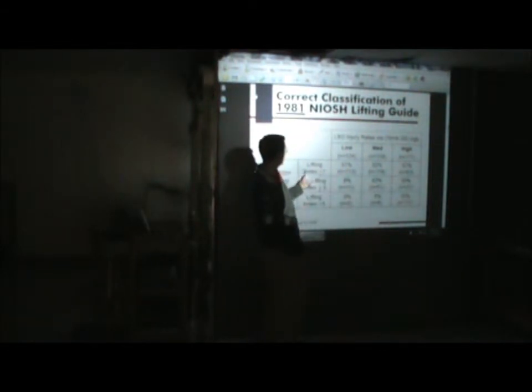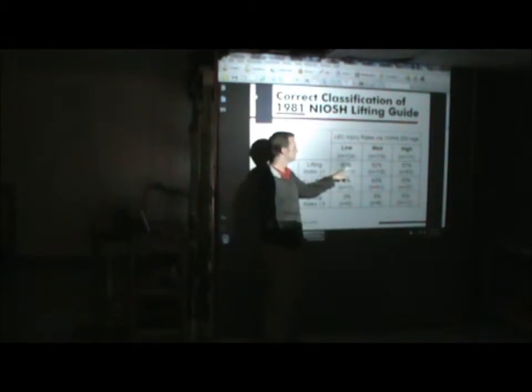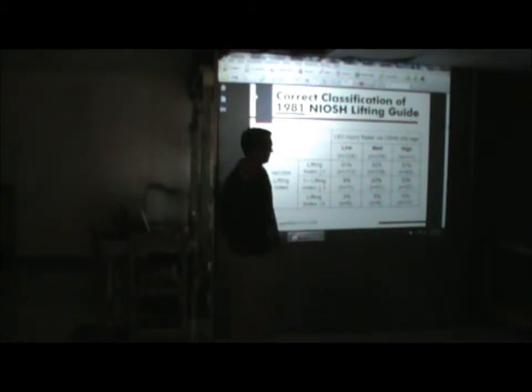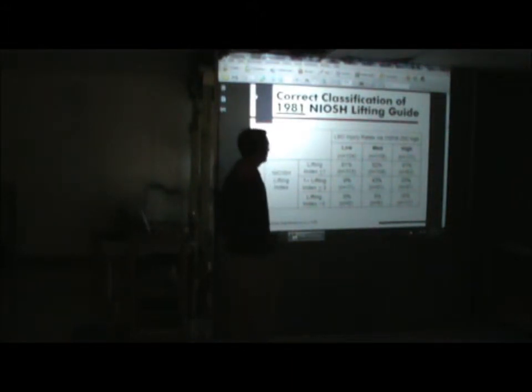Now, if it was a low-risk job, the lift index was less than 1, it predicted that pretty well, 91%. But really we want high sensitivity and high specificity, right? Does that make sense? Am I confusing? We're good? Makes sense. Okay.